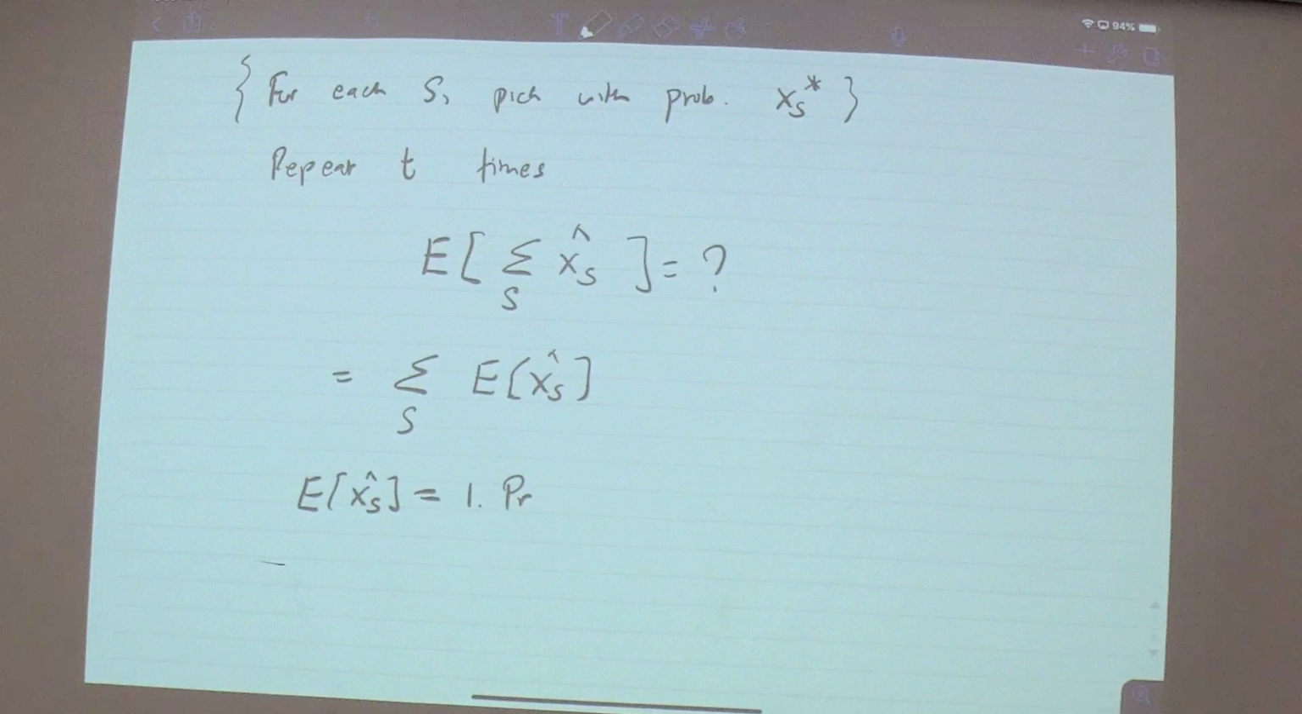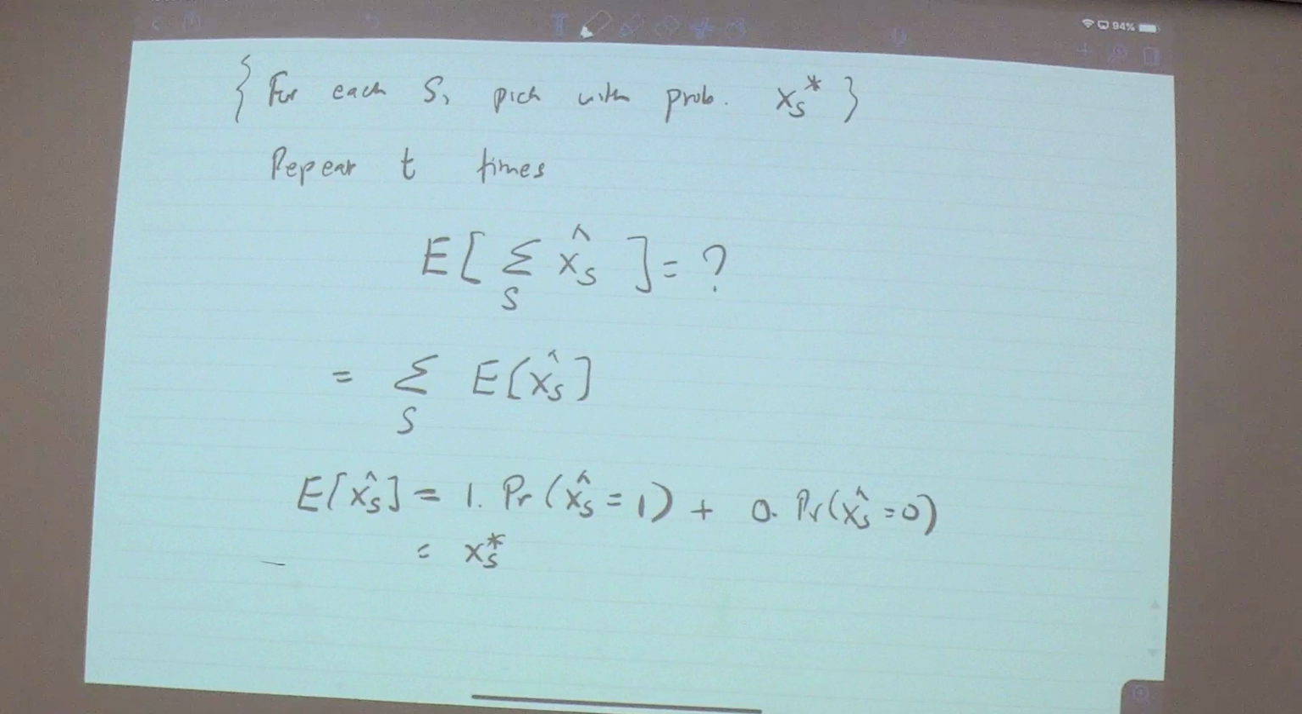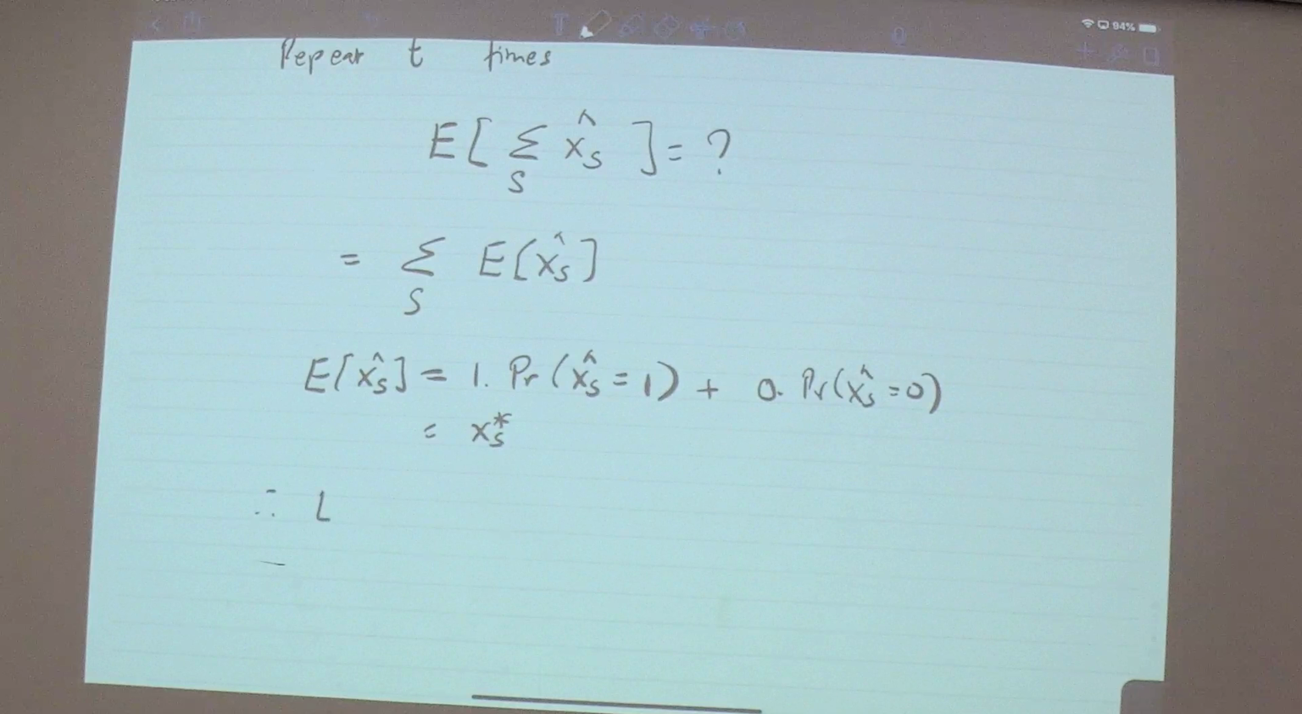Okay, so then in an expectation, it's one times the probability that it realizes that value, right? Right. So it's one times the probability that X_S hat is equal to one. That's an event. Okay. Plus, right? Yes, by definition. Therefore, yes? Agreed?